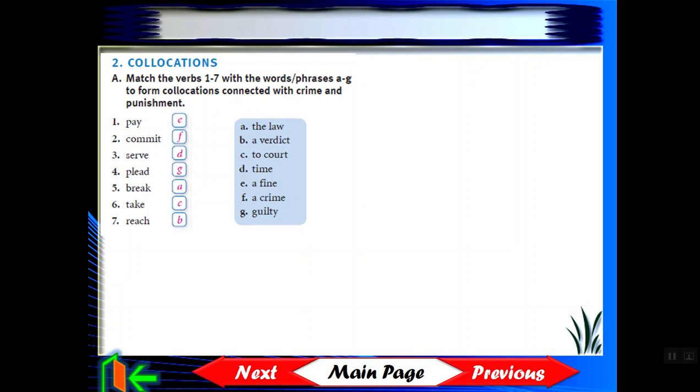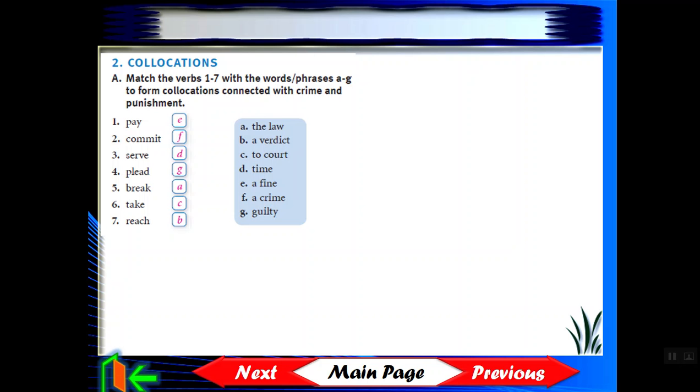Number 4, plead. Usually criminals, at the court, they plead guilty or not guilty. So you say plead guilty. Okay? Break the law. Of course, break the law means ينتهك القانون. Break, ينتهك, the law, القانون. For number 6, take to court. For example, if someone wants to take you to court, that means to take his right, as he thinks so, at least from his point of view.